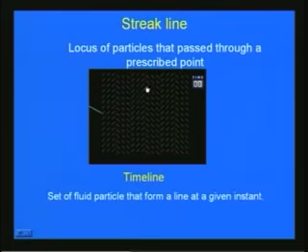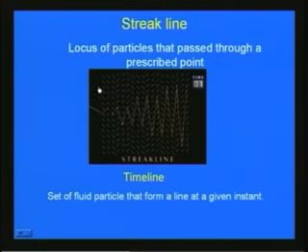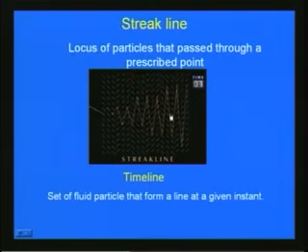And then another important line, or definition, which we use is called the streak line. A streak line is the locus of particles that pass through a prescribed point. Here you can see in this animation the streak line, the locus of particles that pass through a prescribed point, and how a streak line is defined. Then another line used in fluid mechanics is called the timeline. It is a set of fluid particles that forms a line at a given instant.